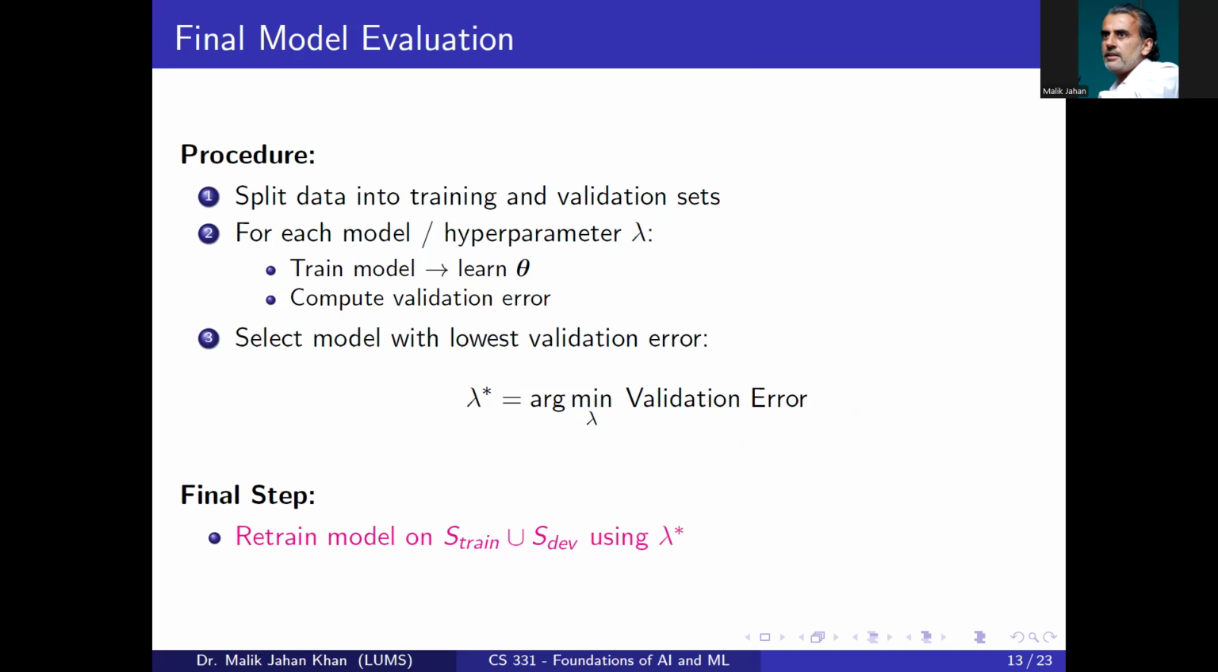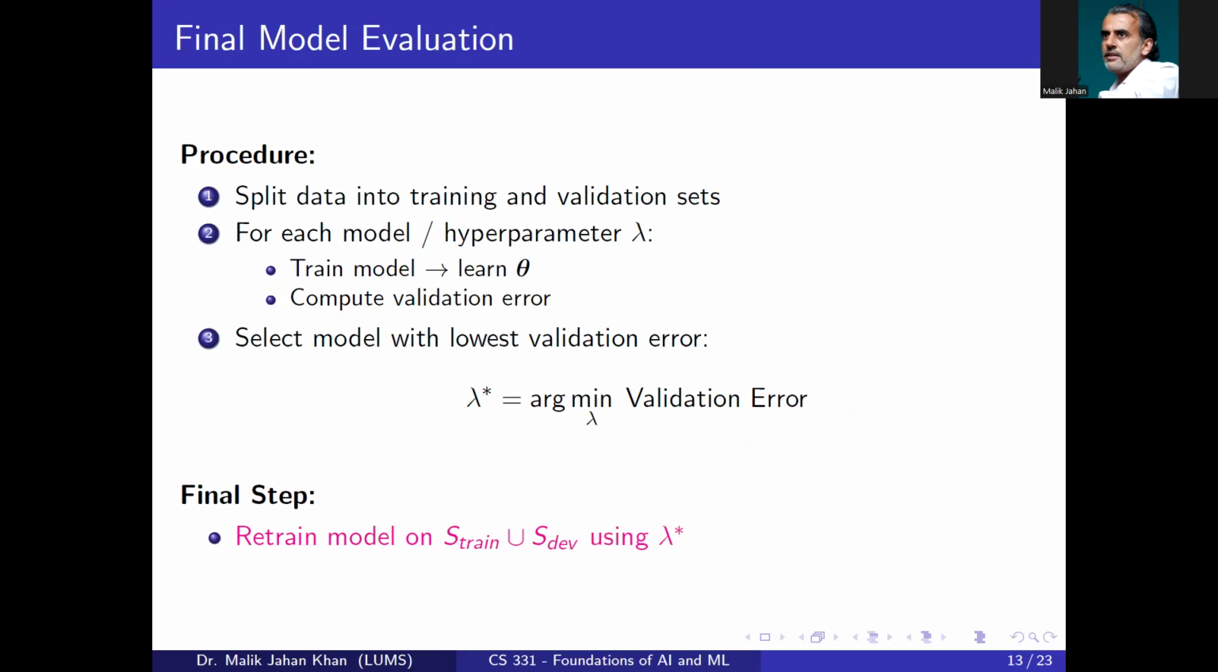Now, once we have settled for the ideal values of hyperparameters, we can use S_dev to further optimize our model, and we retrain the model on the union of S_train and S_dev, which means this is a combined set of examples coming from training as well as development sets. And we use both of them together to train the model. When we are increasing the data, chances are that the model will be more robust.